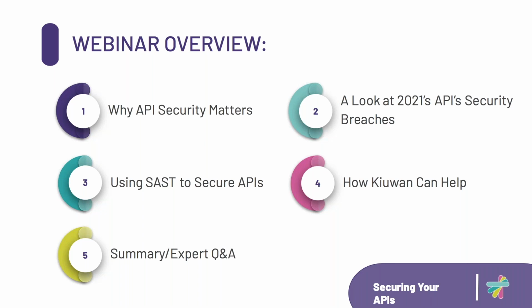So we're going to start by looking at why API security matters. We're then going to examine the top API security breaches of 2021. We're then going to look at how you can use SAST to secure your APIs, and then specifically how Kiuwan can help. And then we're going to finish by taking any questions that you might have and directing you to additional resources that you can access from Kiuwan.